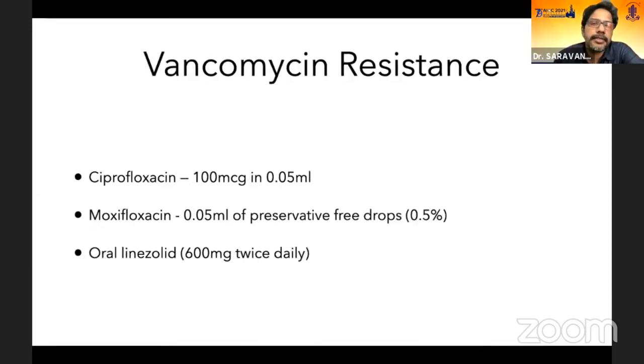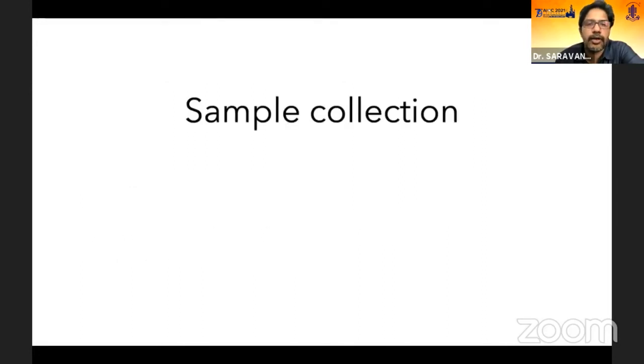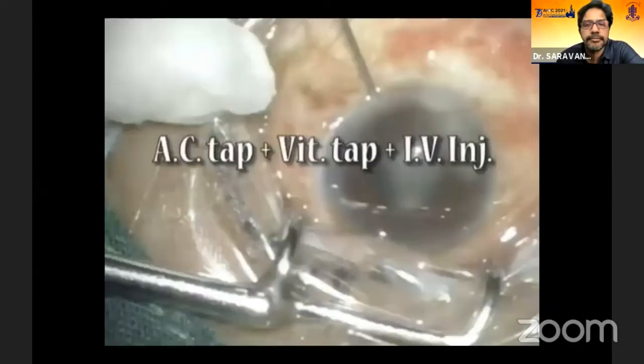Usually vancomycin resistance is not very common, but if vancomycin resistance in a gram-positive organism has been proved by culture, then other choices are ciprofloxacin and moxifloxacin. You can use it directly from the bottle itself because it's preservative-free. And oral linezolid has also been very useful in these rare scenarios where vancomycin is showing resistance.